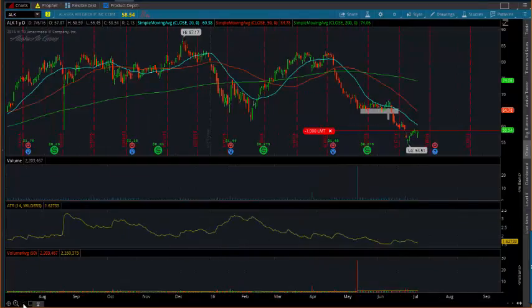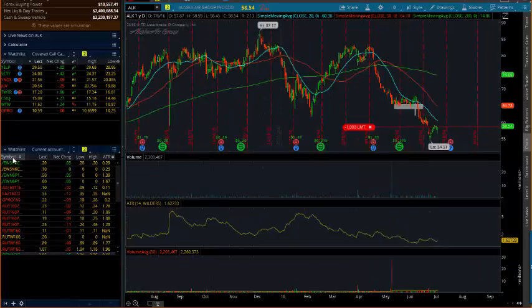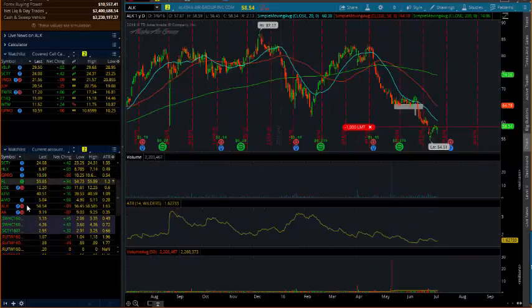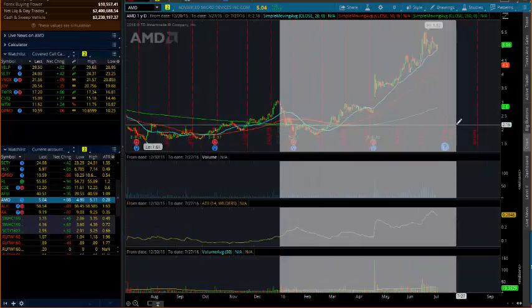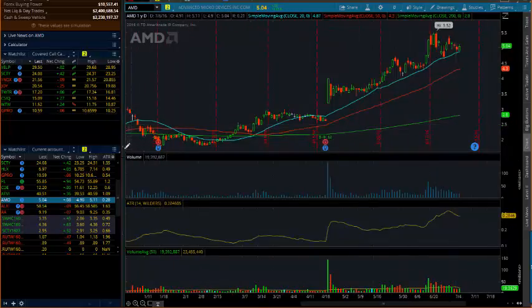Here's AMD, or actually we have ALK. Now this is a good example where you always have to double check your symbol. I'm going to open up here, find AMD, click it, and it will bring it in. There's a beautiful uptrend.